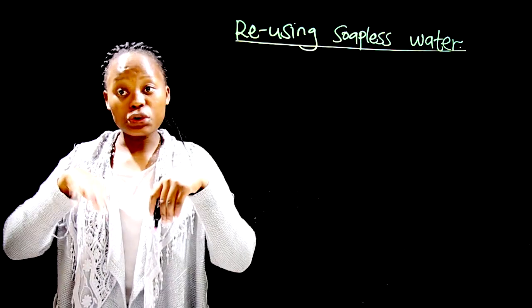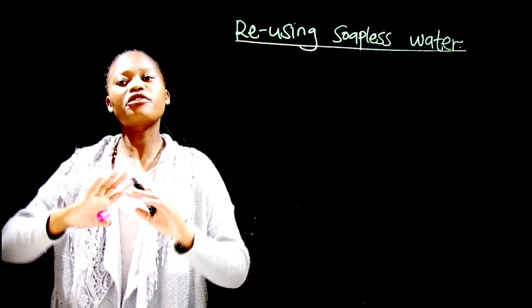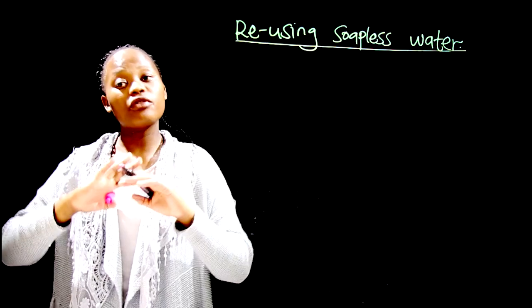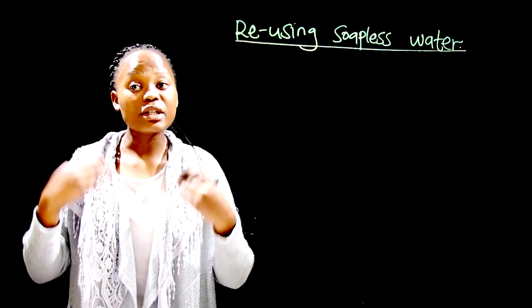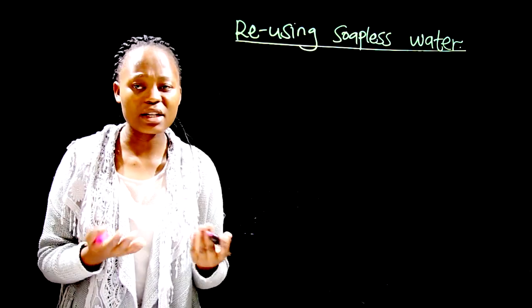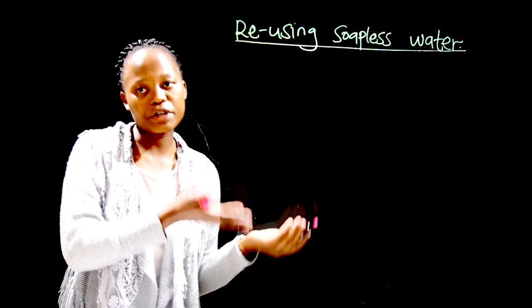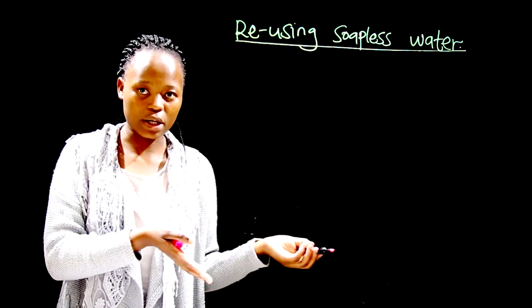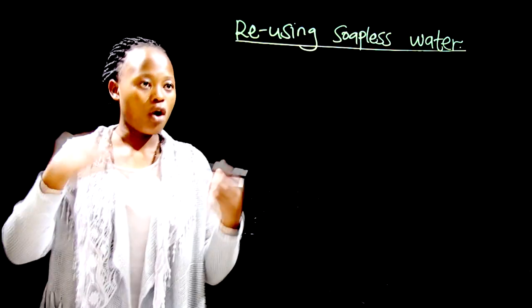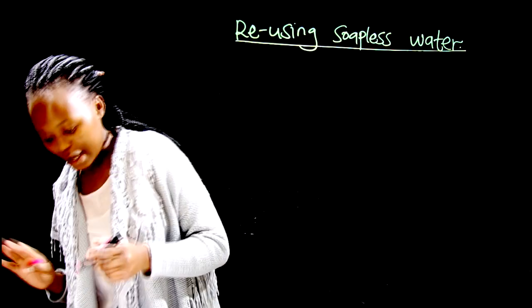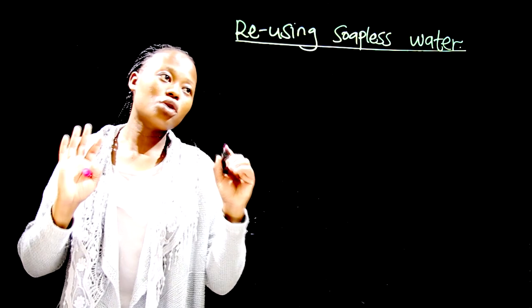We can reuse that water again. So after you finish washing your fruits and vegetables, you can use that water again. There's no need of pouring that water. You need to do what? To reuse it to save water. So we say we can reuse surplus water.